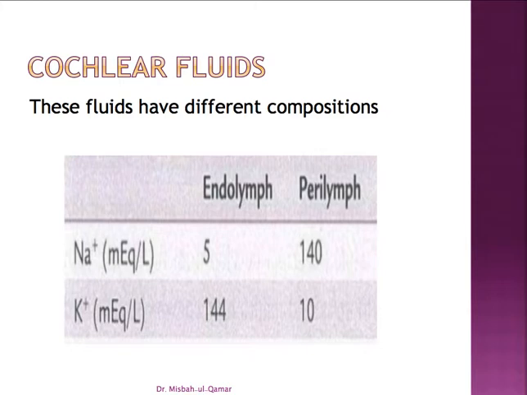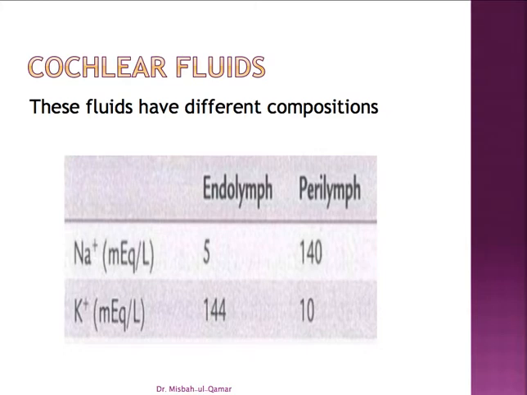while scala media is filled with the endolymph, right? Now endolymph contains a high concentration of potassium and it has a low concentration of sodium. Why does it have a high concentration of potassium? It is due to the continuous secretion of potassium ions by the stria vascularis into the scala media.